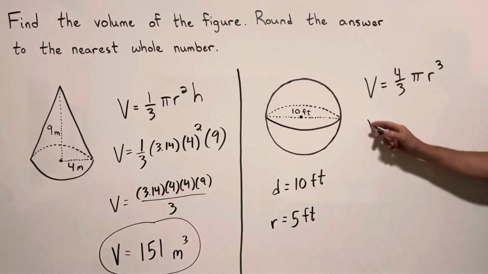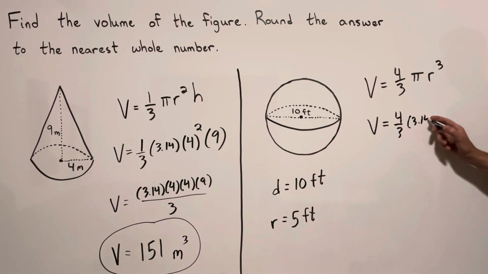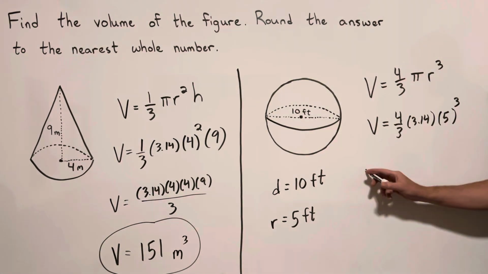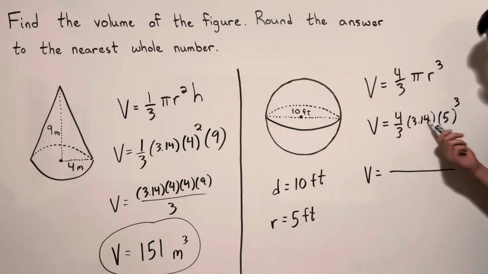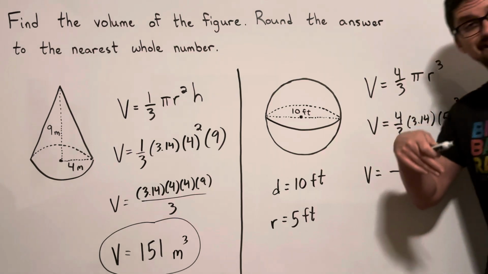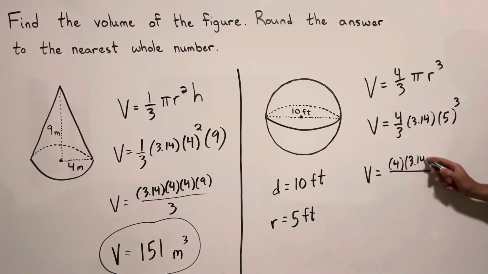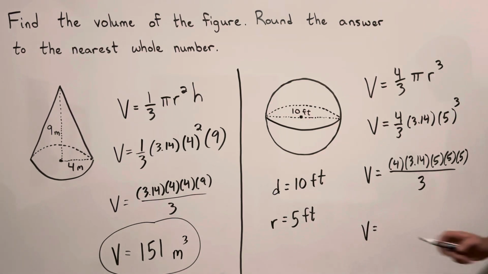So in this formula, I'm going to plug in 3.14 and 5 for the radius. Now when you plug this into the calculator, we can do 4 times 3.14 times 5 times 5 times 5, and then divide the whole thing by 3. So I'm going to have 4 times 3.14 times 3 5s, and then divide the whole thing by 3. All right, let's plug this in.